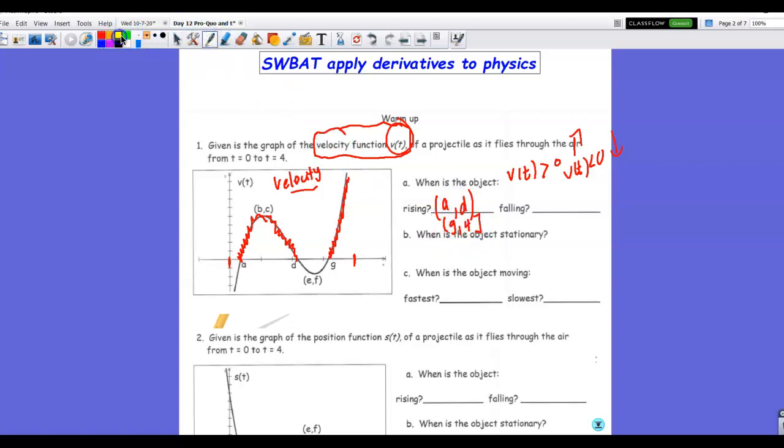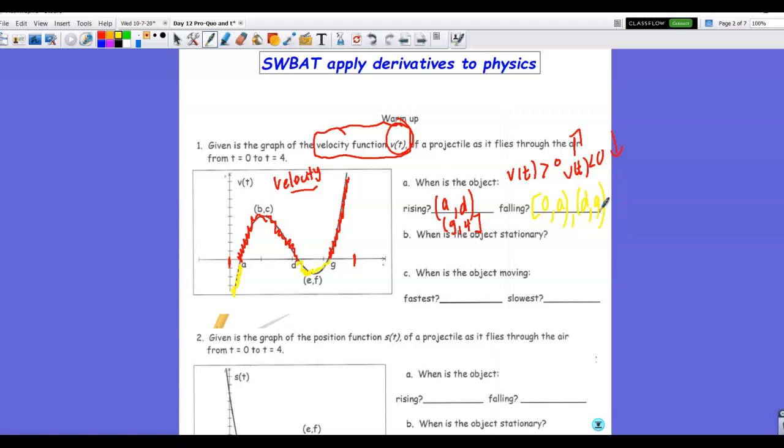All right, now the object is falling when velocity is negative, so velocity is negative here, velocity is negative here in the yellow zone. So the object is falling from 0 to a, open, and then again from d, open, to g, open at the intermediate values.